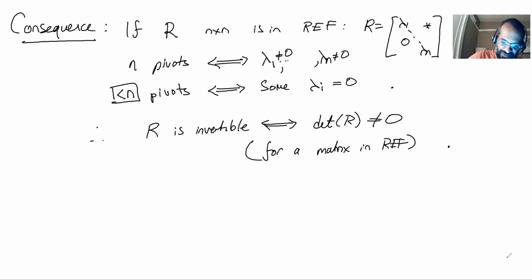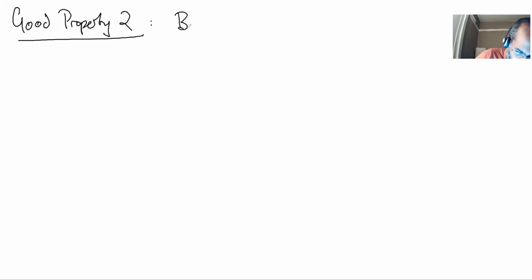Okay, so somebody already anticipated what I'm going to do next, which is, again, I'm telling you, row reduction is really a magical algorithm. I'm shocked at how this algorithm can do so many things. Good property number 2 of the determinant is its behavior under row operations.